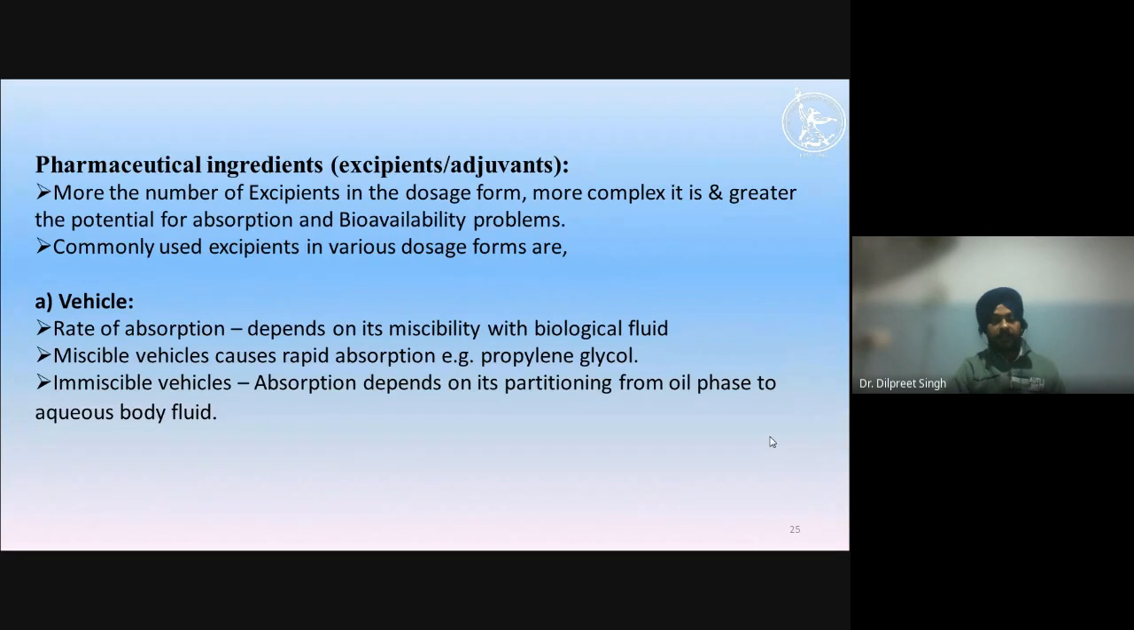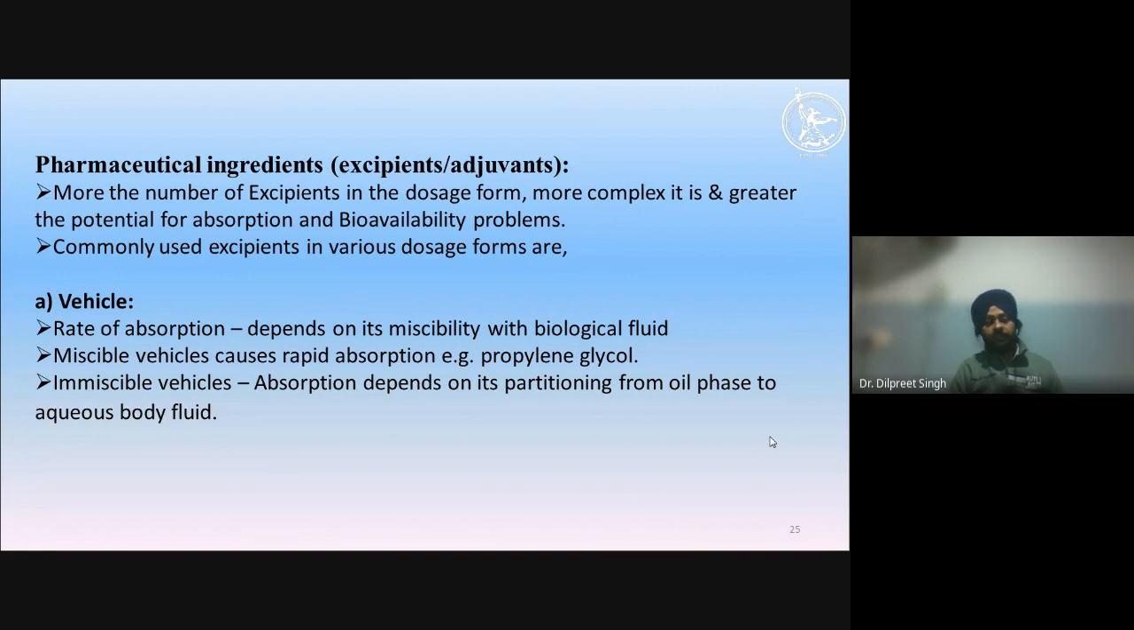So what are the pharmaceutical ingredients? These are the ingredients in the tablet that have a major effect on the dosage form, bioavailability, and absorption. The more excipients there are, the greater the potential for absorption and bioavailability problems. Commonly used excipients in the various dosage forms are, first, the vehicles. The vehicle plays a major role as filler and in bulking up the tablet.